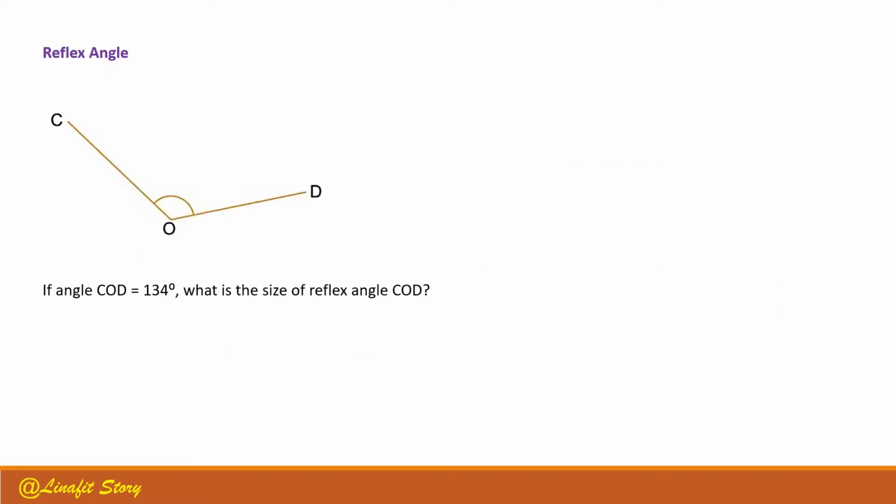Reflex angle. If angle COD is 134 degrees, what's the size of reflex angle COD? So 360 degrees minus 134 degrees is equal to 226 degrees.